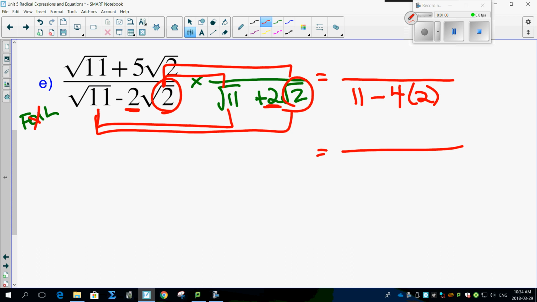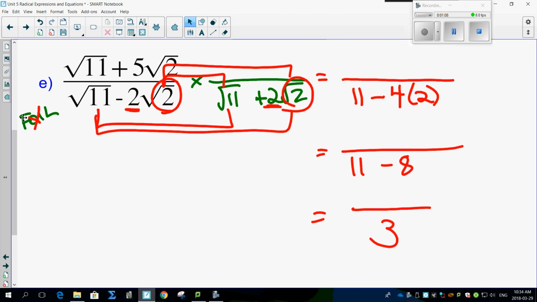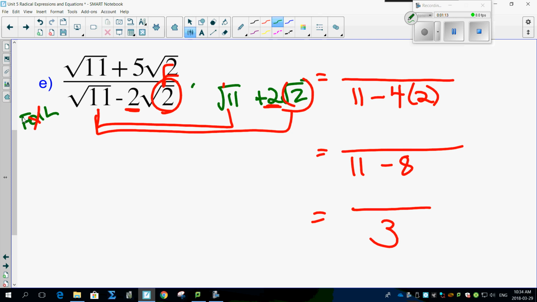All right, so what do you get on the bottom? Easy as pie. It's 11 minus 8, which works out to be, woohoo, 3. That's it. That's your denominator. It's done. Now, clean this up a little bit. Let's look at our numerator. Don't forget, we're multiplying the same thing, the bottom and the top, by the conjugate.